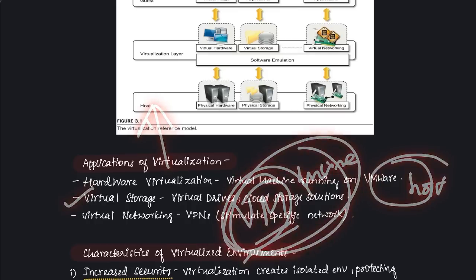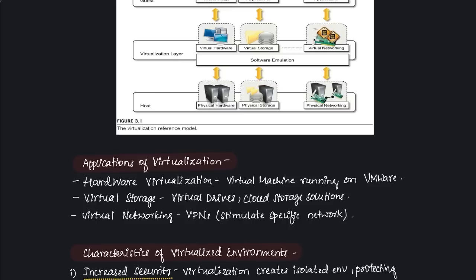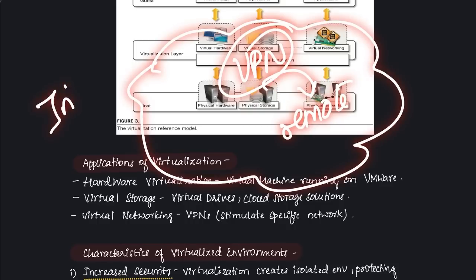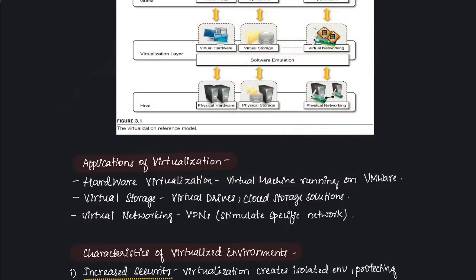Then we have virtual storage. So it provides storage like virtual drives or cloud storage solutions. Next, we have virtual networking. So this is used to simulate the networking with the actual physical networking. For example, VPN will create an illusion that we are being a part of a remote network. But are we being a part of remote network? We are just accessing the same internet, right? But then yet creating VPN. So this is an example of virtual networking.